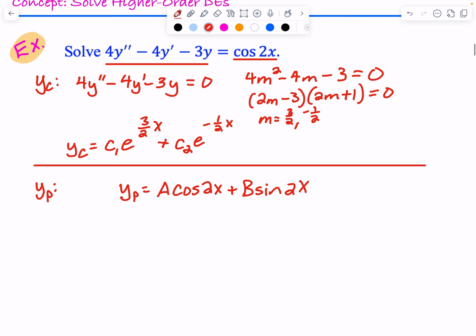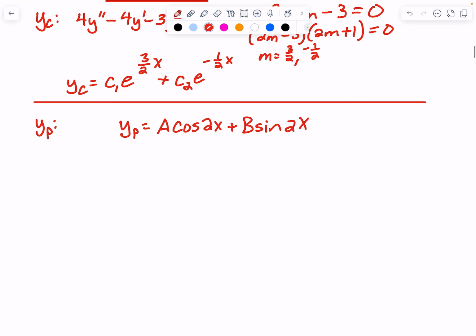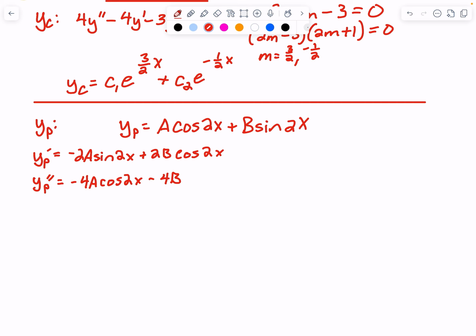Now, this is the painful part. We've got to take derivatives. All right, so I'm writing kind of small, we've got to fit these in. The first derivative is going to be negative 2a sine 2x, chain rule, plus 2b cosine 2x. Okay, I'm going to need the second derivative as well, so I'm just going to keep going. I'm going to get negative 4a cosine 2x minus 4b sine 2x.